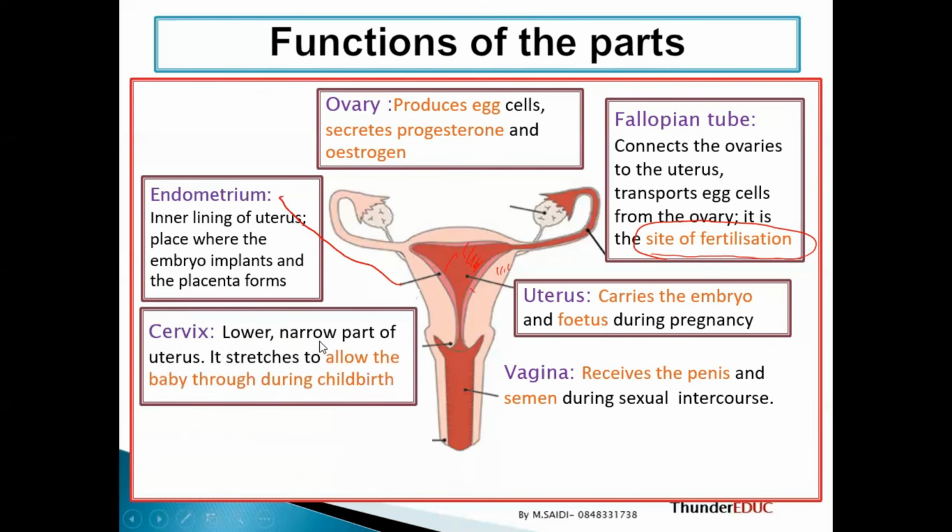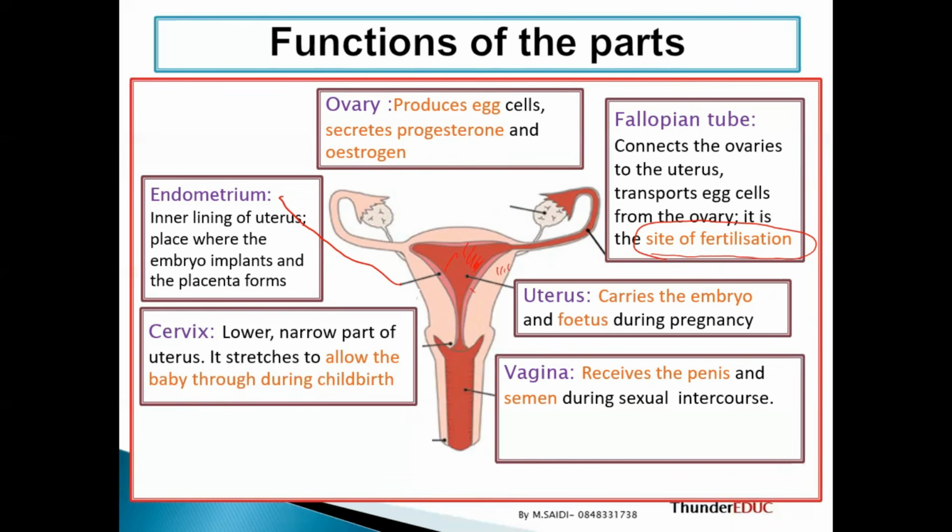Cervix. The cervix is the lower narrow part of the uterus, and it stretches during pregnancy to allow the baby to go through during birth. It also gives protection because it closes and gets what is called a plug. It only opens around day 14 when fertilization is supposed to take place, so that the sperms can enter the uterus and then the fallopian tube, and fertilization can take place.